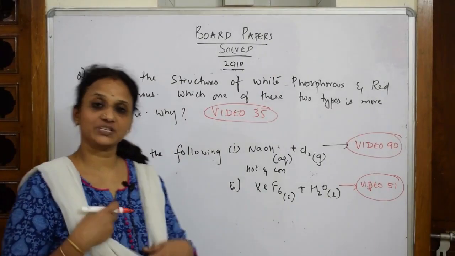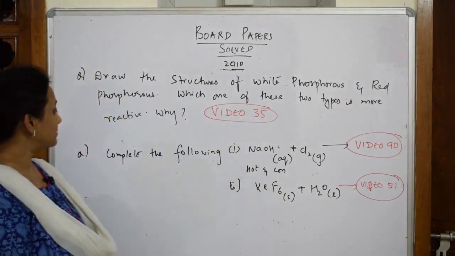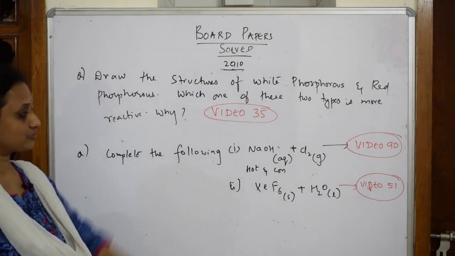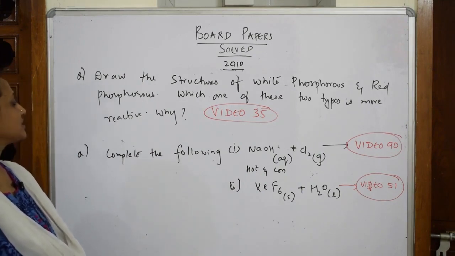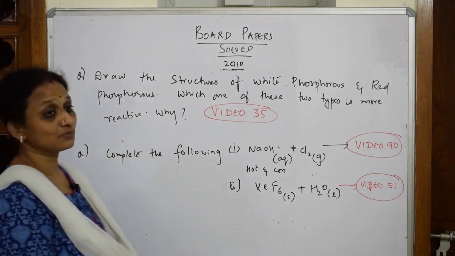Back and start with your 2010 paper. Done. In the 2010 paper, again they have 2 parts. There is one more leftover part with this. Let's read the question first. Draw the structures of white phosphorus and red phosphorus. Which one of these 2 types is more reactive?